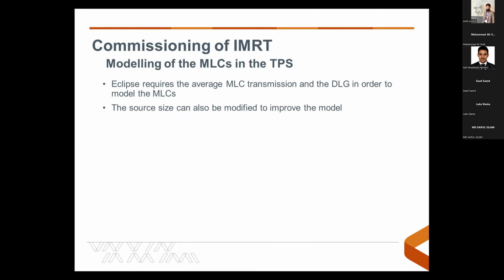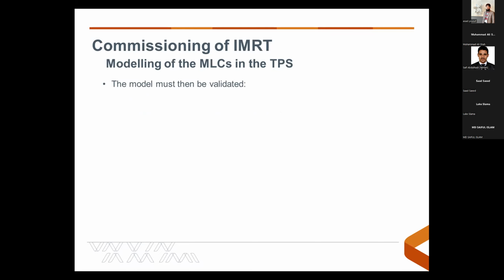Modeling of the MLCs in the TPS. So in the Eclipse treatment planning system, it requires the average MLC transmission and the DLG in order to model the MLCs, in addition to the jaw-defined data, which it uses to create the beam model. But then you can also modify the source size to improve the model, to improve mainly the penumbra if you want to. And then you have to validate the model.